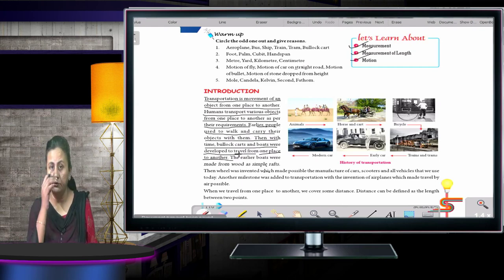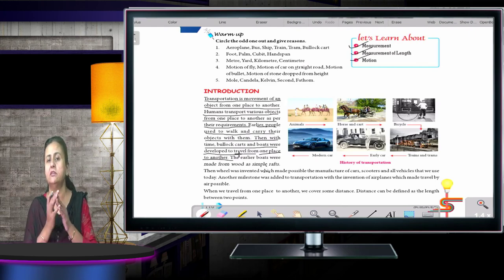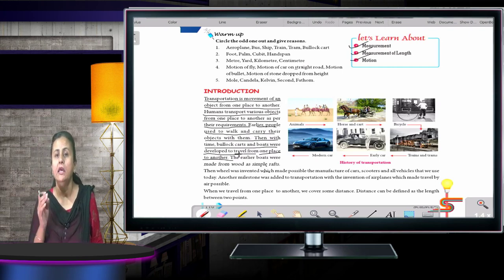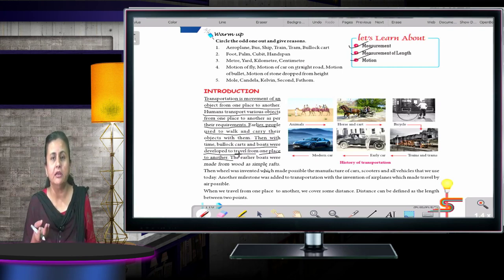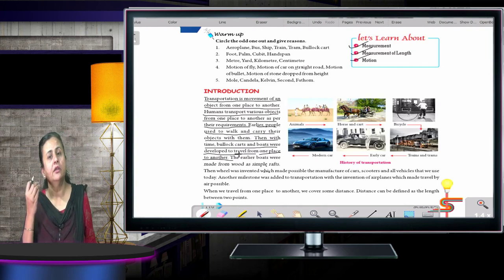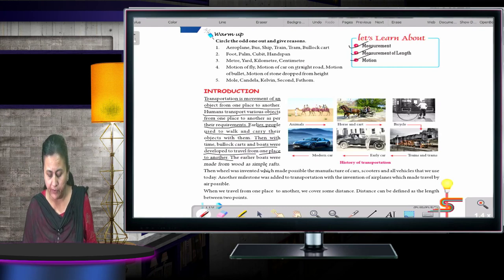First he used to travel either on horseback or on foot, but with the passage of time, with the invention of things, it has changed a lot. He started traveling on bullock carts, bicycles, then boats, and after that he started traveling by trains and aeroplanes also, which are the latest means of transportation.